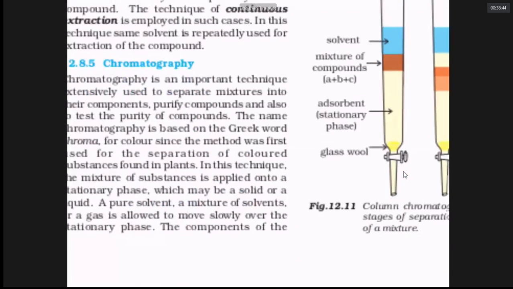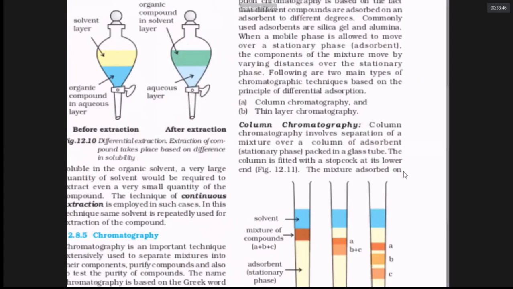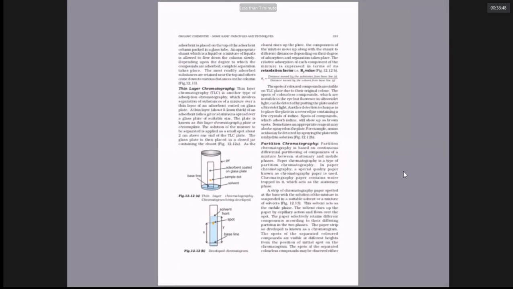Chromatography we discussed at length: column chromatography, thin layer chromatography, paper chromatography, partition chromatography. We discussed them; you need to read the book, okay?